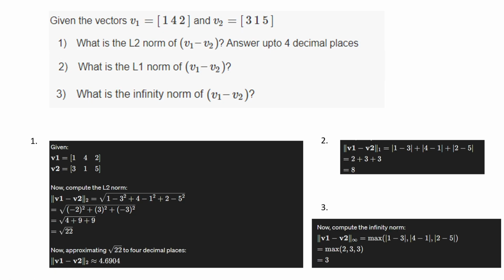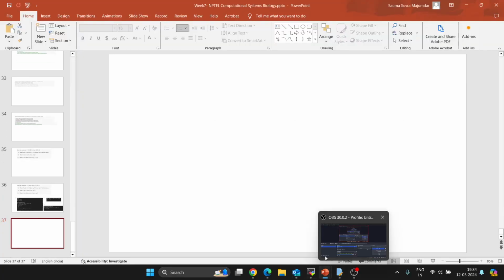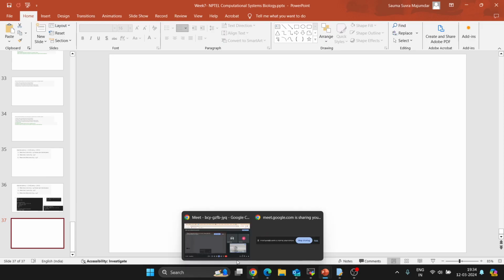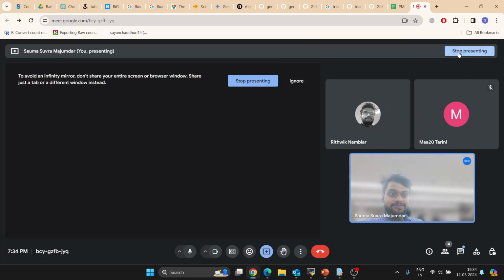So x1 minus x2, y1 minus y2, z1 minus z2. Just the absolute differences. You add them up, you get 8. And for infinity norm, it's the maximum of those absolute differences. So maximum of 1 minus 3, 4 minus 1, and 2 minus 5. So it's 2, 3, 3. The answer is 3. So yeah, that was all for today. If you have any questions, you can ask, or we'll drop off.